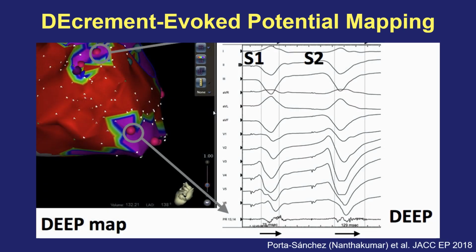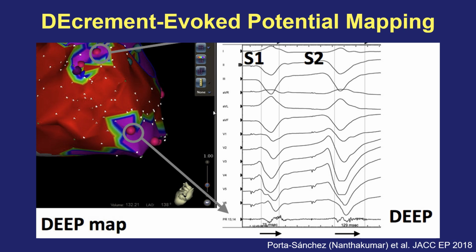And in fact, that has led to another approach of substrate-based VT ablation using this concept of decremental conduction that is often necessary for a VT circuit to sustain. If you can identify areas of myocardium within scar that show decrement, then perhaps that tissue is critical to a VT circuit, because slow conduction, including decremental conduction, would be supportive of a reentry circuit being able to sustain.